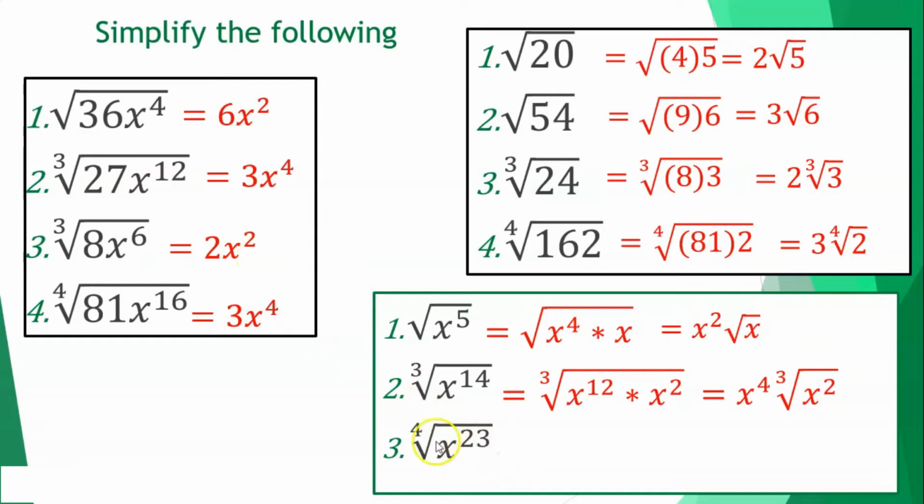Now this one, this is fourth root of x to the power of 23. So the multiple of 4 nearest to 23, that would be 20. So 20 plus 3, you will get 23. 20 divided by 4, you will get x to the power of 5, but with the remaining fourth root of x cubed. Or it simply means 5 divided by 2, you will get 2 remainder 1. Another, 14 divided by 3, you will get 4 remainder 2. And 23 divided by 4, that would be 5 remainder 3. So that's how you are going to do it.